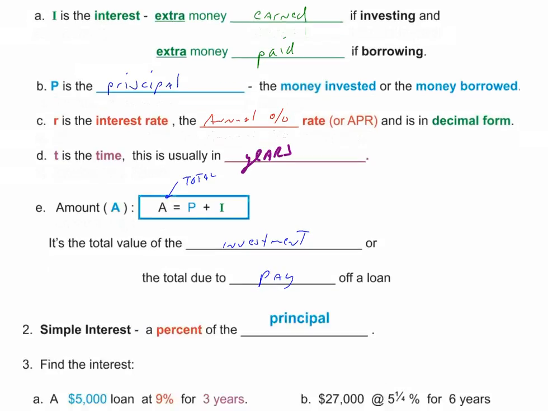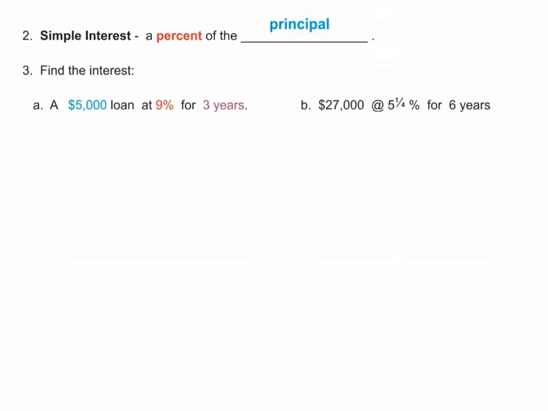Okay, so here we go. Number 2, simple interest, 8% of the principal. And again, you only get it once. The percentage you gain, the interest you gain, is only off the initial investment. So let's work a couple problems. First problem: you've got a $5,000 loan at 9% for 3 years, and we're asked what is the interest.